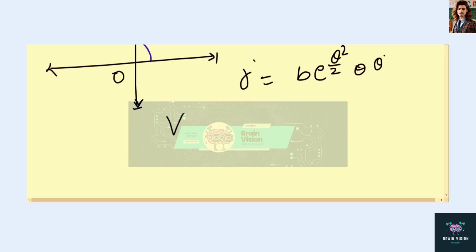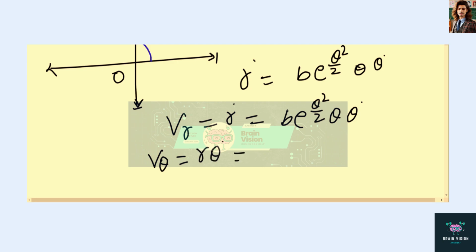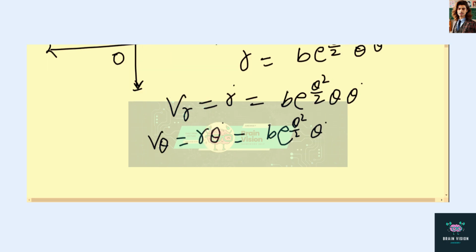So the v radial will be nothing but the differentiation of r, this one, so this will become just b e to the power theta square upon 2 theta and theta dash, and v tangential will be r theta dash. So r is just given, which is b e to the power theta square upon 2 theta dash.